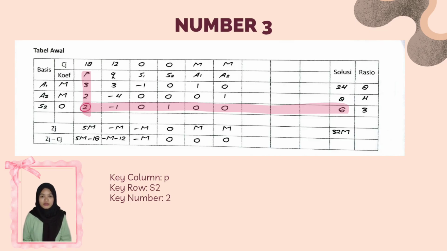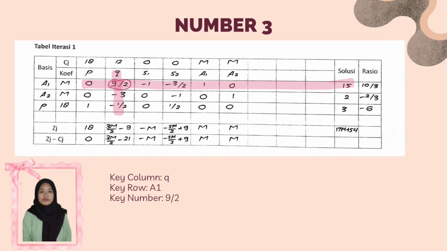After that, do the pivot operation. It is at the intersection of the k column and k row. Do as before: to calculate zj, we multiply the coefficients of the base variables by the corresponding entries, and then sum them column by column. Here the k column is q, the k row is A1, and the k number is 9 divided by 2.